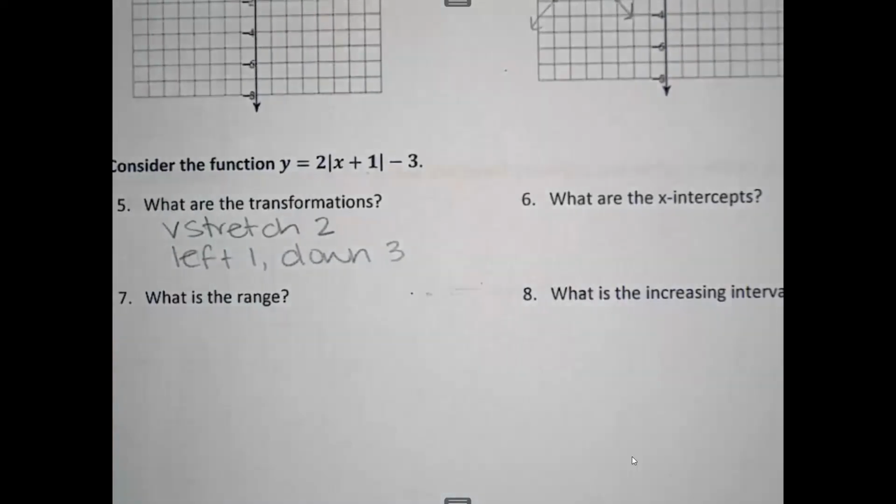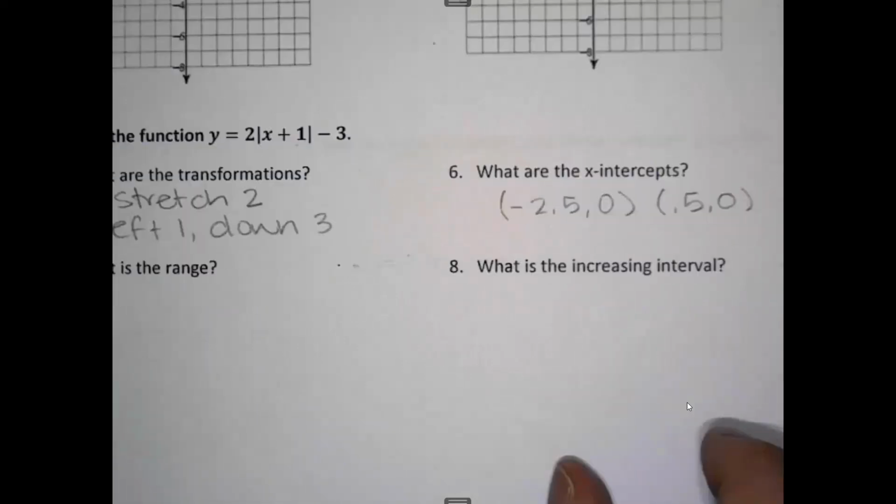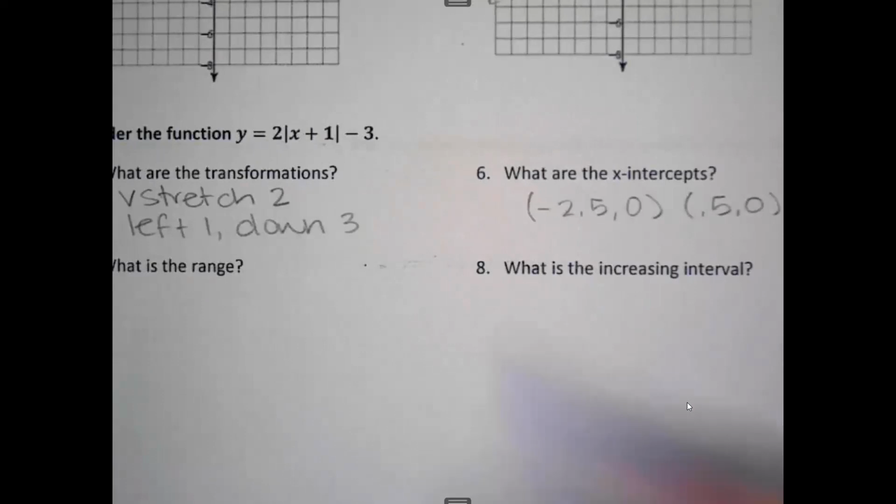Okay. What are the x-intercepts? I'm going to get those from the graph on Desmos. So I can see the x-intercepts are -2.5 and 0.5. So I'm just going to write those down like the whole point, -2.5 comma 0 and 0.5 comma 0. So I wrote down the whole thing. Let me show you. There we go. -2.5, 0 and 0.5, 0.